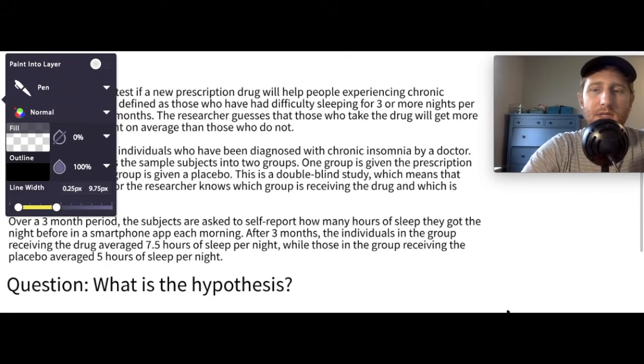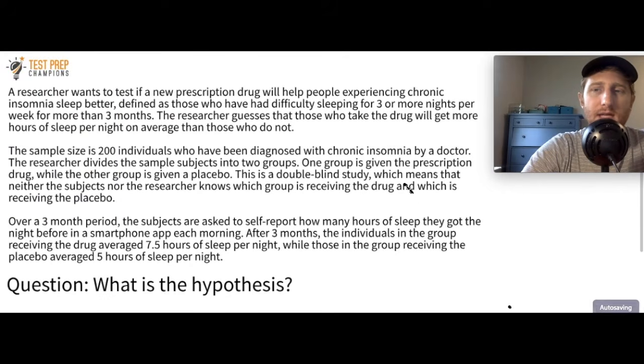So a hypothesis is basically a fancy word in science that means an educated guess. And so really this word guess right here is kind of your clue to where you can find the hypothesis. But basically the hypothesis here is that those who take the drug will get more hours of sleep per night on average than those who do not.